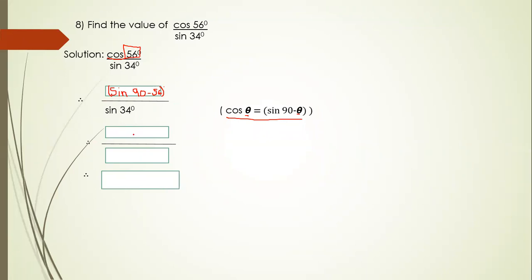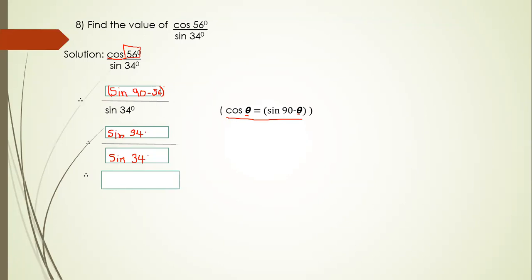Now, therefore, again there are 2 boxes. Means in the next step we will do 90 minus 56. So sine we will copy as it is. 90 minus 56 is how much? 90 minus 56 is 34. So here we will write 34 degree. Upon the denominator, we will write same as it is. So here we will write sine 34 degree.